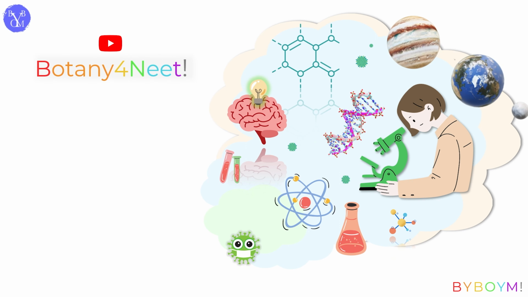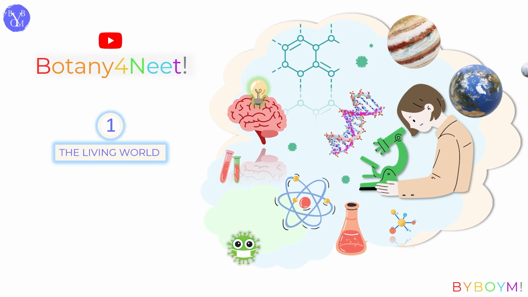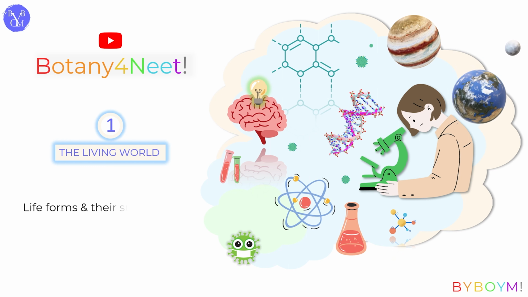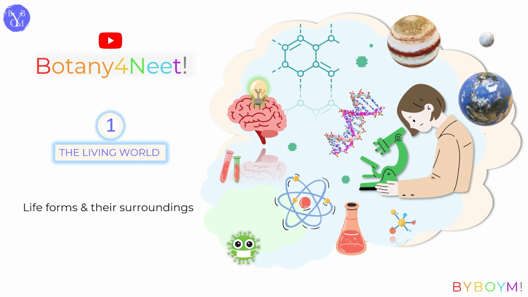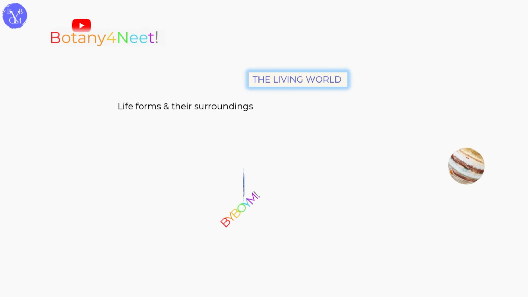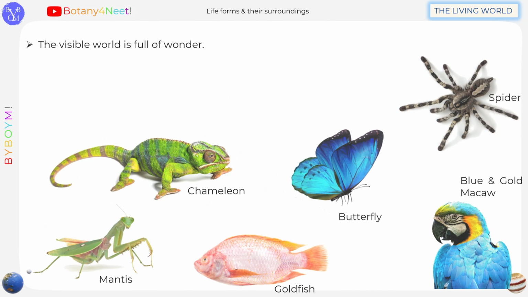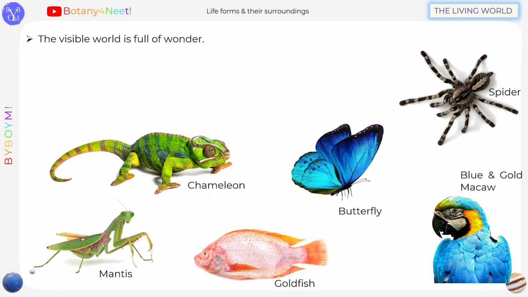We are going to begin a course for NEET Botany and the first chapter is the living world. Our first topic is life forms and their surroundings. The word life forms refers to the various shapes that life, that is the living, can acquire, and surroundings means the environment that the living world is living in.